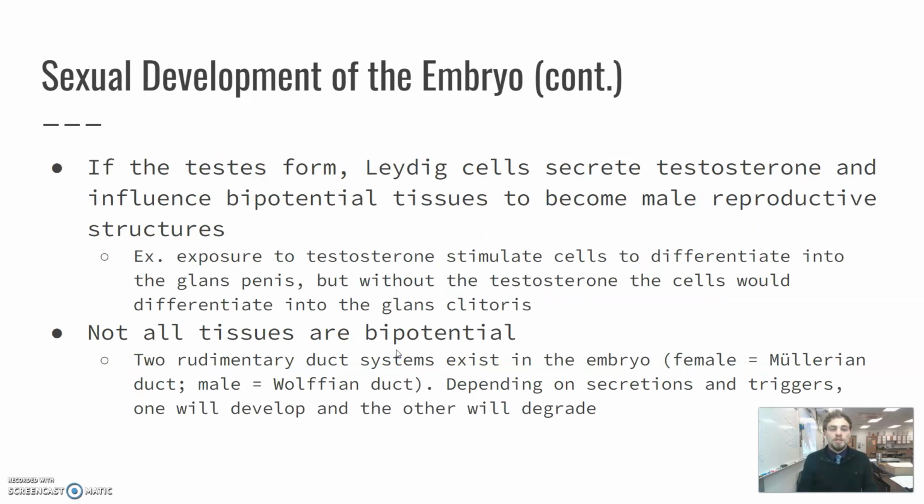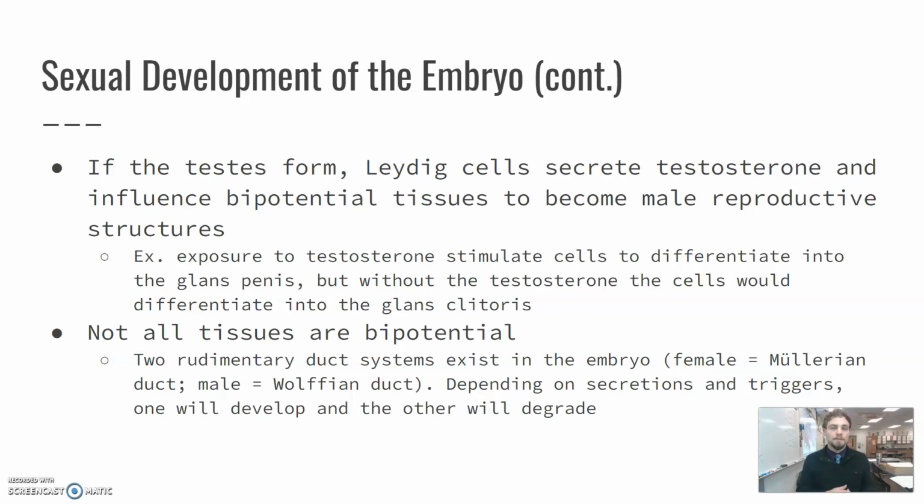If you do have that SRY gene and testes form, Leydig cells are going to be secreting testosterone that are going to influence other tissues to become the male reproductive structures. So for example, exposure to testosterone will stimulate cells to differentiate into the glans penis. But without that testosterone, those same cells are going to differentiate into the glans clitoris. Like I said, both of those structures are erectile tissue. They come from the same tissue. It's just whether or not you have this cascade of factors happening to develop into either a male or a female.